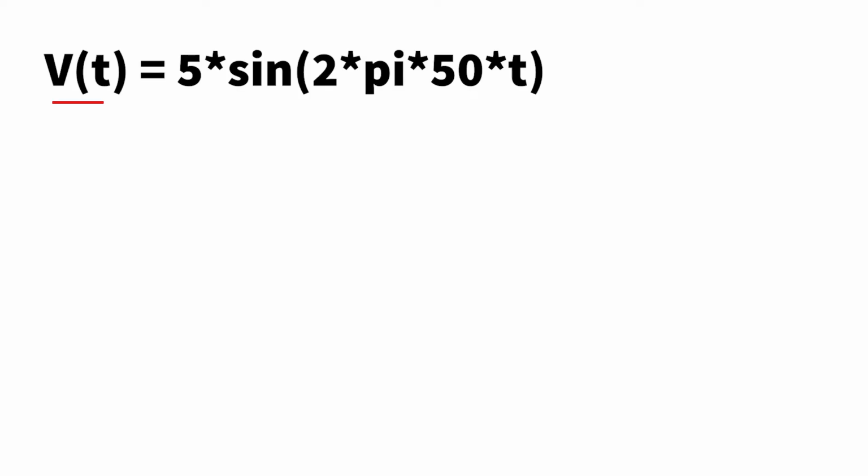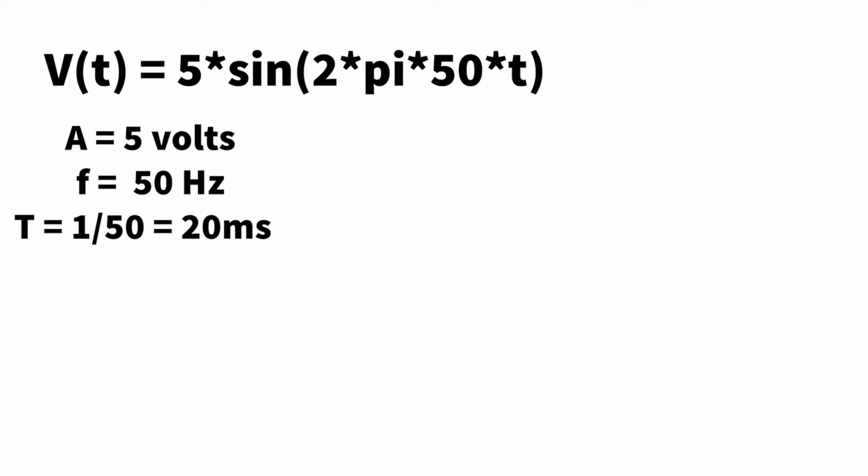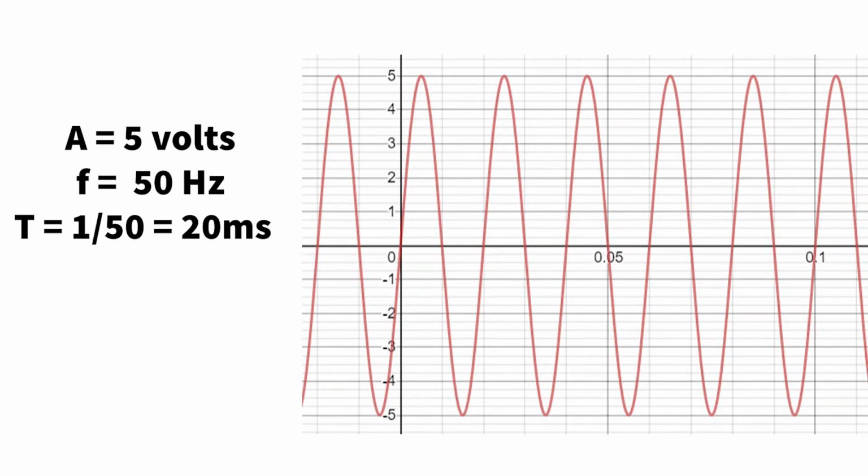Now let's see an example. So, the voltage at any given time is equal to 5 volts times the sine of 2 times pi times 50 hertz. This means that the wave has an amplitude of 5 volts and a frequency of 50. You can also tell through calculations that the period of the wave is going to equal 20 milliseconds.